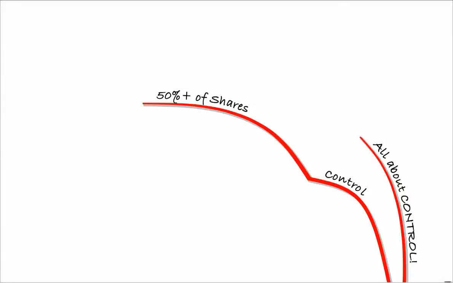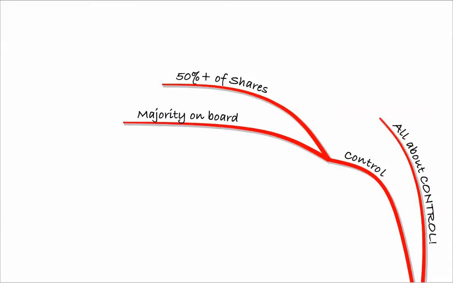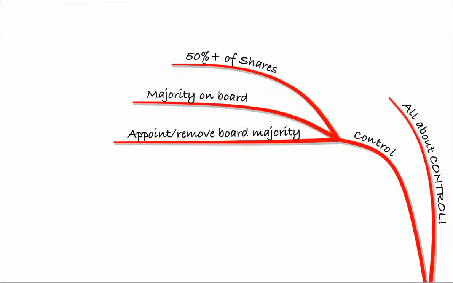Don't forget though, if you have a majority on the board, that means you control the subsidiary. Or indeed you have the right to appoint or remove a board majority. That will give you control of a subsidiary. So look for those in the exam. Those are the ones that will determine if you have control.